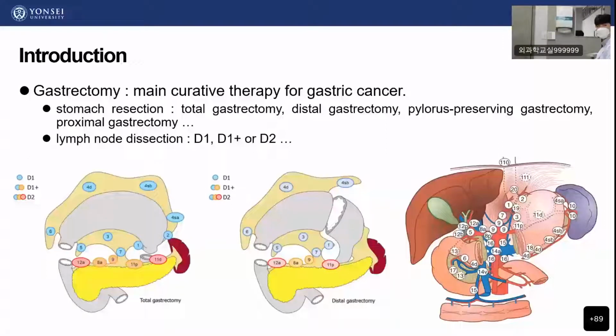계속하겠습니다. Anyway, as you could see in this picture, you must dissect lymph nodes around celiac axis, whether subtotal or total gastrectomy for stomach cancer patients.